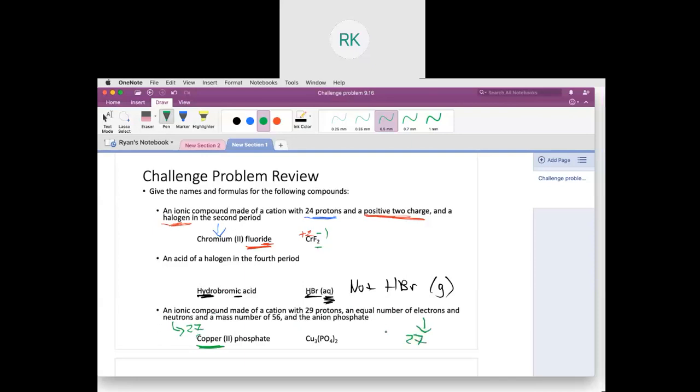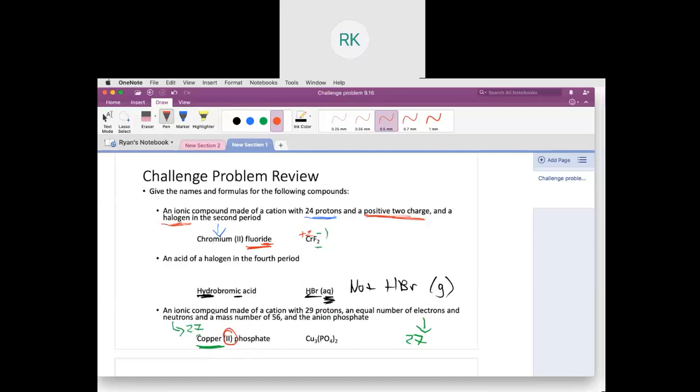And we're told from the problem that we also would have the same number of electrons, so 27 electrons. If we have a compound with 27 electrons and 29 protons, that means we have 2 more protons than electrons, and so we would have a +2 charge. Okay, so that is the reason we know that that is a 2.